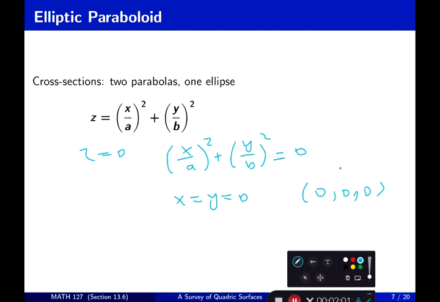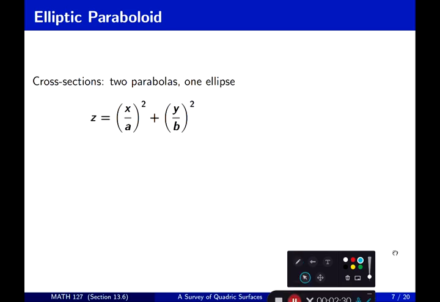Why didn't I solve for y? Because if I had solved for y, I would have had (x/a)^2 equal to a negative number, and that's not possible. Or the other way around, if I solve for one of them, I would get one squared equal to the negative of the other squared. So the only way this equation holds is when x, y, and z are all 0.